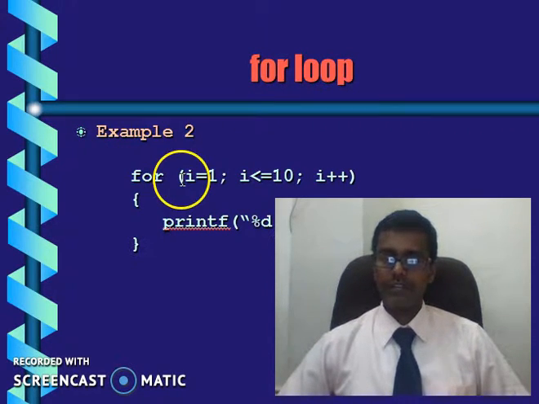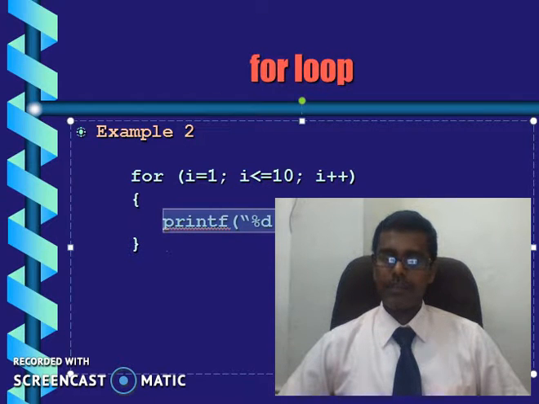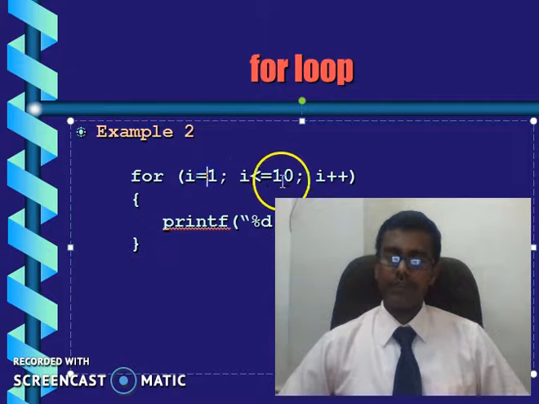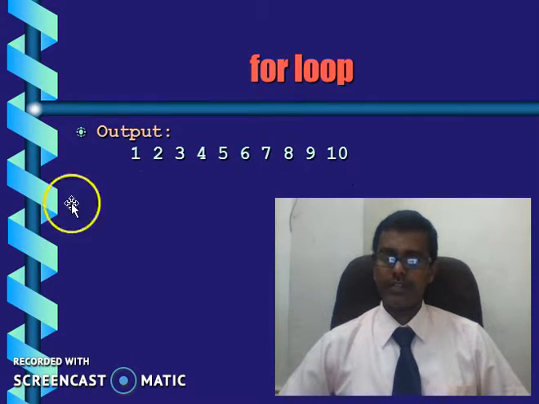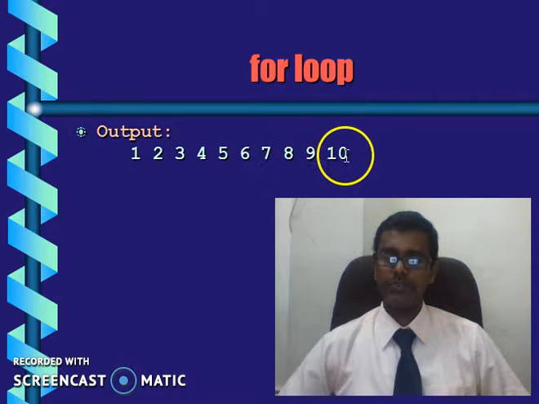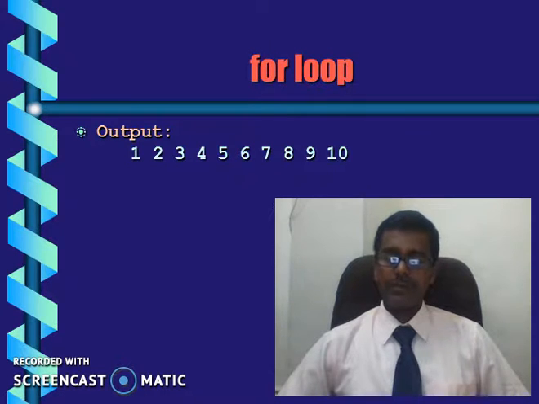So this is another example for the for loop. The same for loop which is running from i equal to 1 to 10, and within this I am using the printf which is used to print the i values. So i value is nothing but from 1 to 10. So it will print 1 to 10. Once it reaches 10, it will come out of the loop. So the output of the for loop is like this. It will print 1, 2, 3, 4, 5, 6, 7, 8, 9, 10. Okay, so this is about for loop.